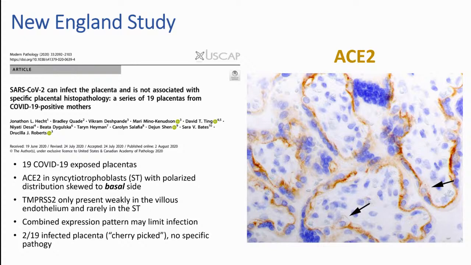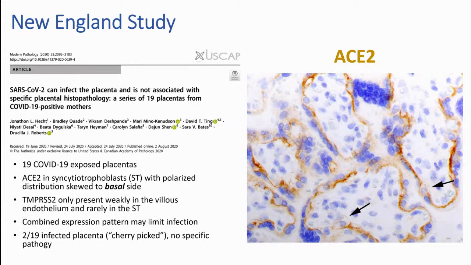in the series. We looked for ACE2 in the placenta, and we found it expressed in the syncytiotrophoblast, and that's what you see in this immunostain. To a lesser extent, it's also present in cytotrophoblasts and intermediate trophoblasts as well. But it has a very unusual polarized distribution where it's skewed to the basal side. So if there's circulating viral particles in mom's blood, it wouldn't necessarily have access to the ACE2 receptor because it's sequestered on the far side of the trophoblast layer. Not only that, but when we looked for TMPRSS2, it was only weakly present in the villi and limited to the villous endothelium. And it was only rarely positive in the cytotrophoblast. So this combined expression pattern may limit infection.